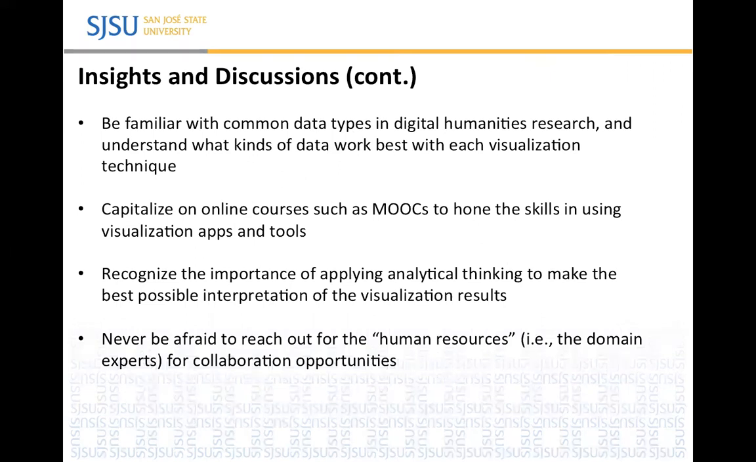And last but not least, I would like to provide some best practices for academic librarians interested in applying information visualization to research, specifically in the digital humanities, according to the content analysis results. So we want to be familiar with the common data types in digital humanities research. I know that's a wide range, a lot of diversity, but understanding what kinds of data might work best with each visualization technique, I think, is paramount. Some techniques do not work with some types of data. So it's important for us to have that idea of what kind of data will best fit a certain technique.